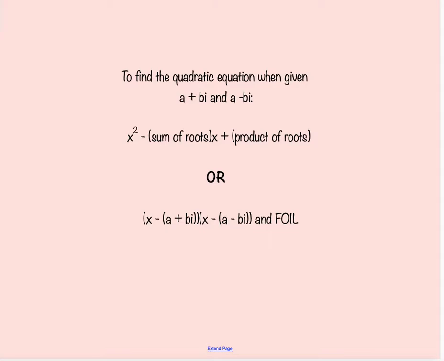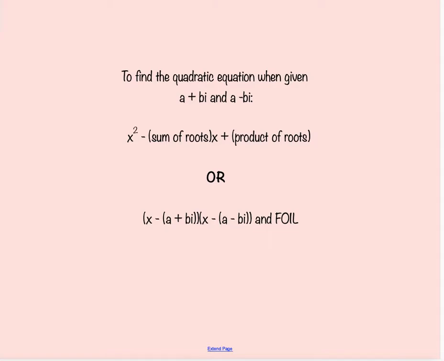To find the quadratic equation when given a plus bi and a minus bi, we can either do x squared minus the sum of the roots times x plus the product of the roots. And remember, the sum of the roots would be that you add together a plus bi and a minus bi, and the product would be that you take a plus bi times a minus bi, and that would go in that spot.